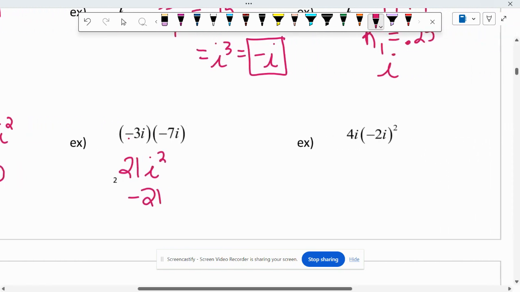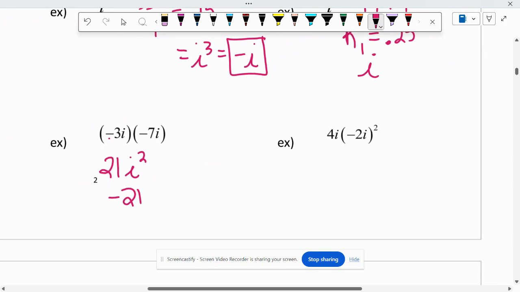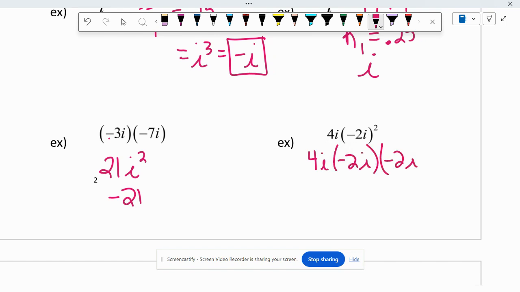Remember, you have to do the exponent before you do multiply. So this is really 4i times negative 2i times negative 2i. So 4 times negative 2 times negative 2 is, well, 4 times negative 2 is negative 8, times negative 2 more is a positive 16. i times i times i is i cubed.